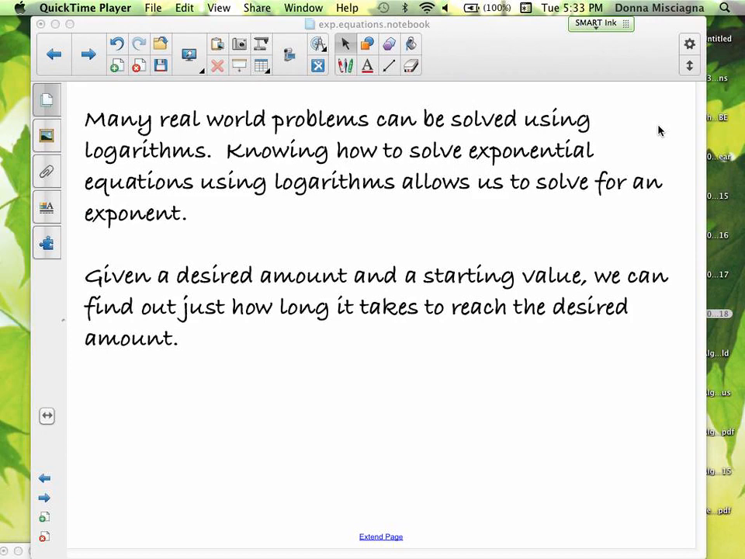Let's solve some real-world problems. So many real-world problems can be solved using logarithms. Knowing how to solve exponential equations using logarithms allows us to solve for an exponent. So given a desired amount and a starting value, we can find out just how long it takes to reach that desired amount.